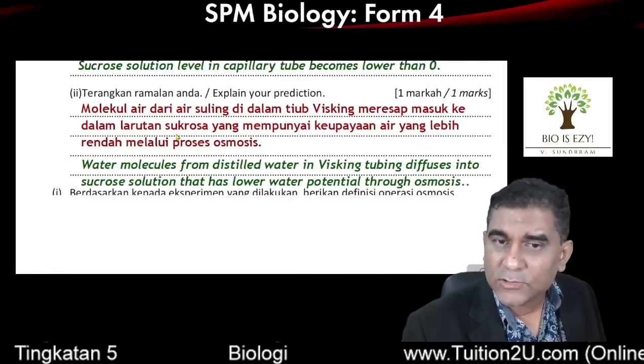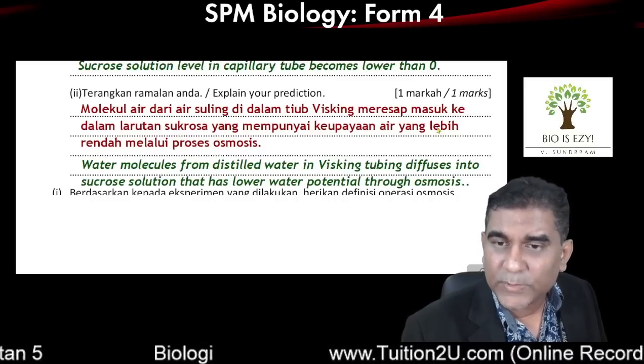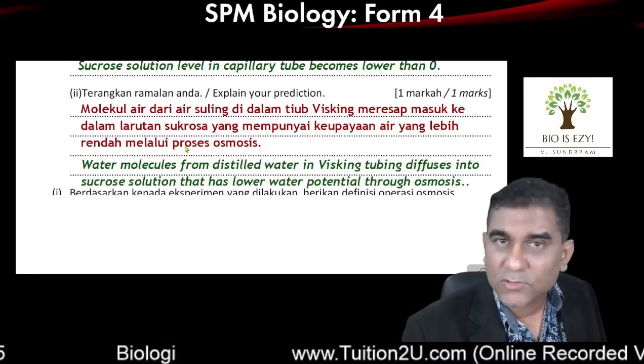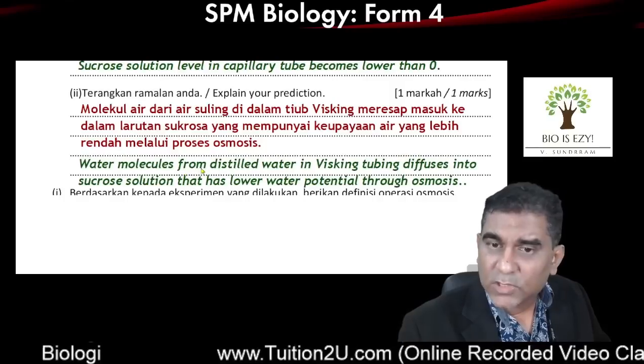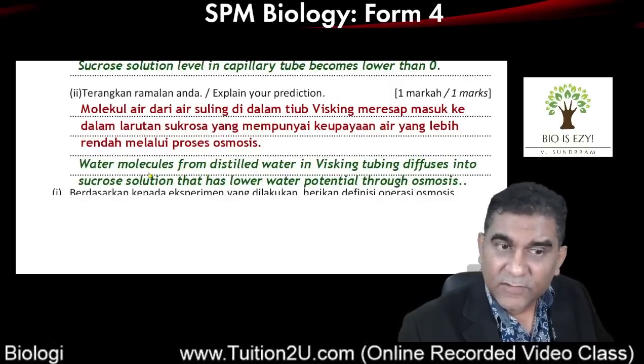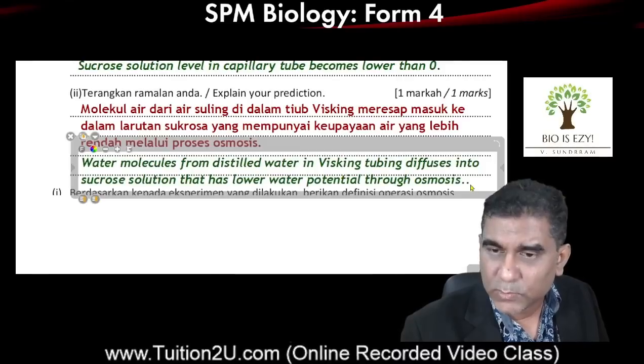Molekul air dari air sulit di dalam tube whisking meresap masuk ke dalam larutan sukrosa yang mempunyai keupan air yang lebih rendah melalui proses osmosis. I finish it in one sentence. Water molecules from distilled water in whisking tubing diffuses into sucrose solution that has lower water potential through osmosis.